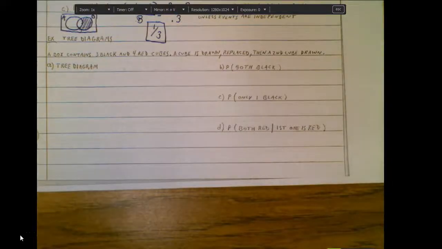If we just said I'm pulling a card from a deck, or I'm rolling a pair of dice once, those are not things I would use a tree diagram for, because it's only one event. But tree diagrams are great when you're dealing with more than one event.